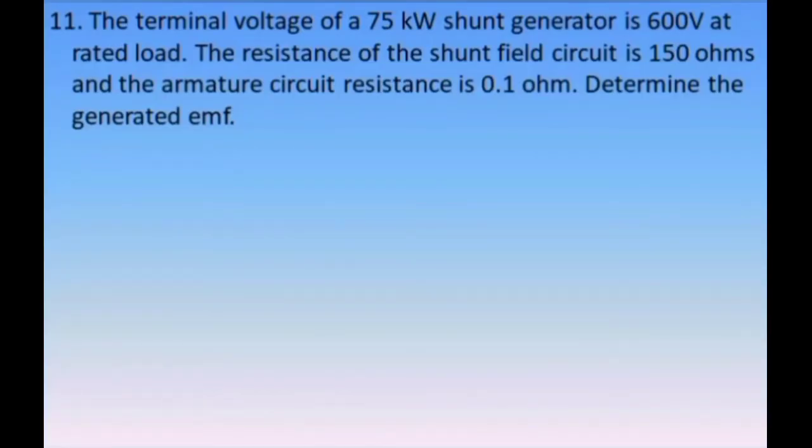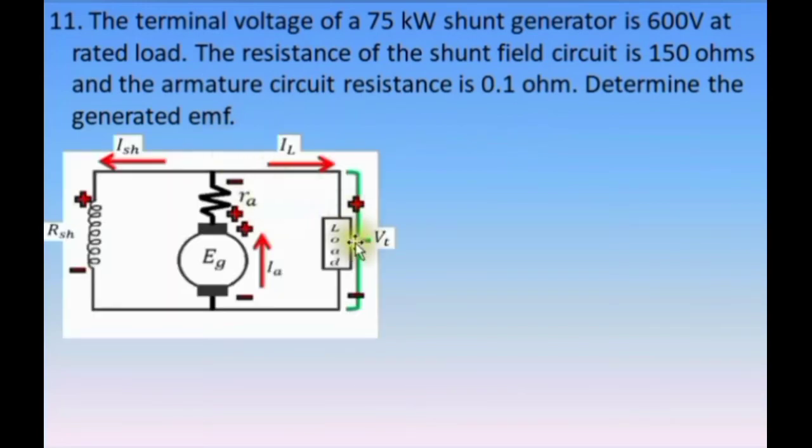Now let's proceed to problem number 11. The terminal voltage of a 75 kilowatts shunt generator is 600 volts at rated load. The resistance of the shunt field circuit is 150 ohms and the armature circuit resistance is 0.1 ohm. Determine the generated EMF. Again, we have a shunt generator. Its terminal voltage is 600 volts. Its rated power is 75 kilowatts. The armature circuit resistance is 0.1 ohm and the shunt field circuit resistance is 150 ohms. We are asked to determine what is the generated EMF.